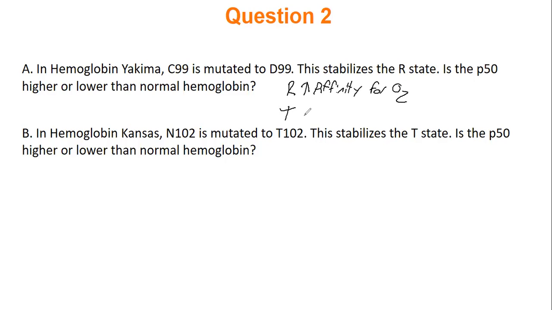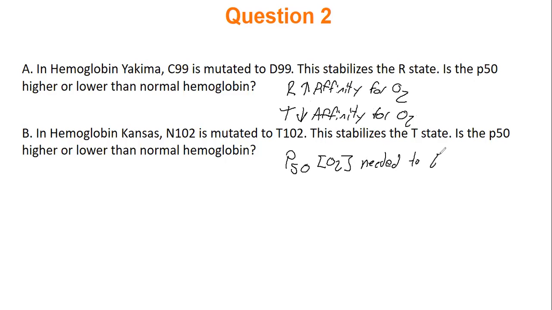The T state has a lower affinity for oxygen. All right. P50, the concentration of O2 needed to be 50% bound. That is the concentration of O2 that needs to be around for 50% of my binding sites to be bound.